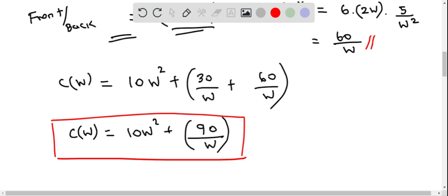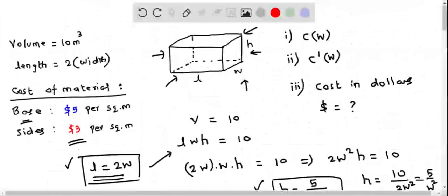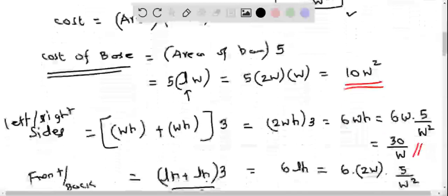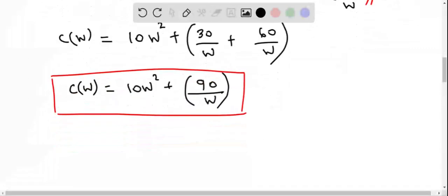And this means we have just answered the part 1 question. So we have answered this. And in the second part, we have to find the derivative of the cost function. So let's do that now. We'll come back to our cost function. So we have to differentiate with respect to W, which I'm going to do now.